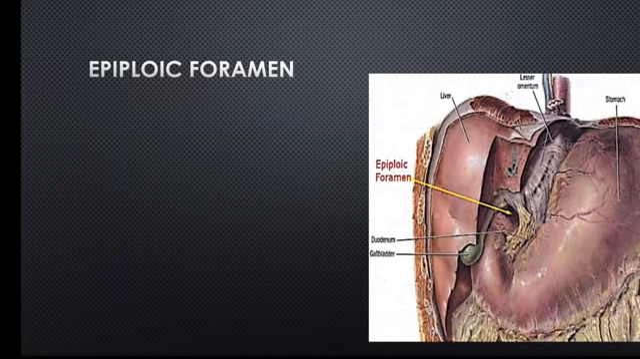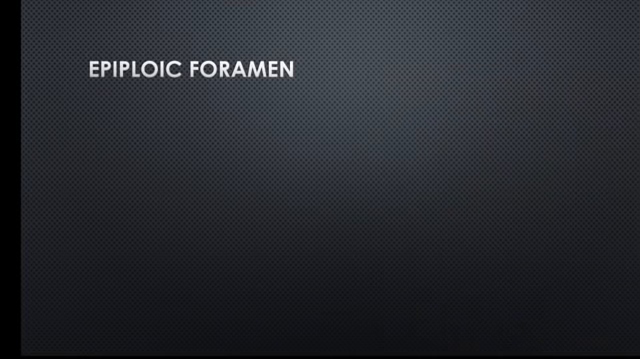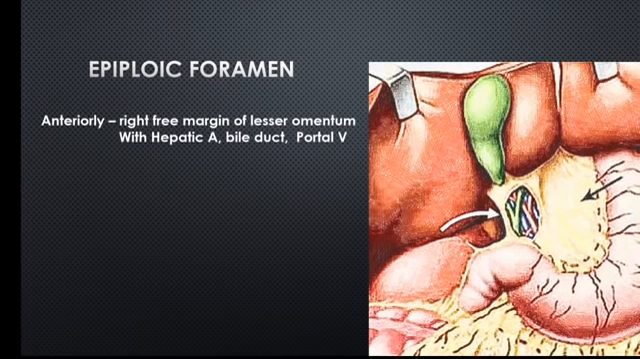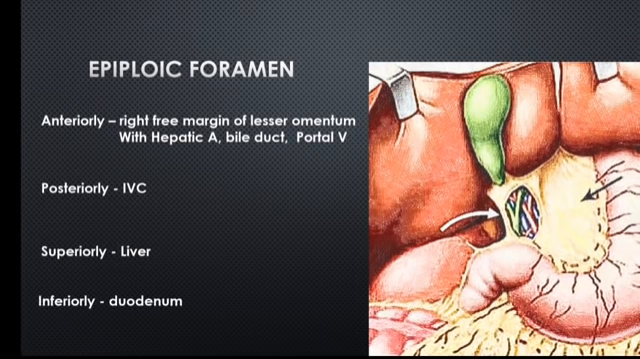Coming to the epiploic foramen, I just want to detail about it. It is an opening present behind the right free margin of the lesser omentum, as shown in this picture. Let me tell the boundaries. Anteriorly it is bounded by the right free margin of the lesser omentum, which contains the hepatic artery, bile duct and portal vein. All these become the anterior relation for this opening. Posteriorly we have the IVC, superiorly the undersurface of the liver, and inferiorly the first part of the duodenum.